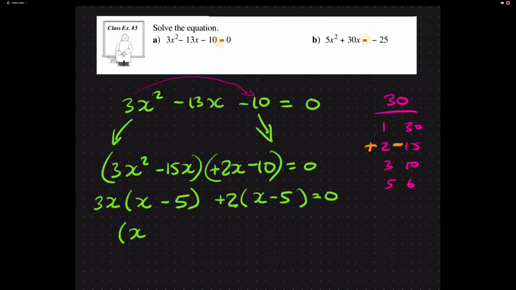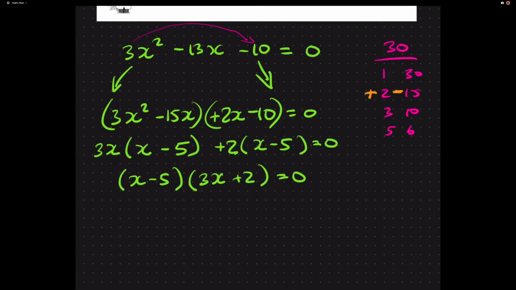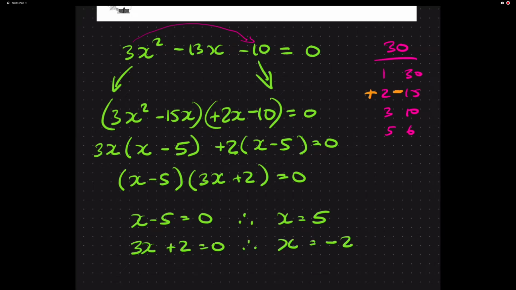So I've got an x minus 5 and a 3x plus 2, and we make that equal to 0. And like we did in the previous example, if x minus 5 equals 0, I can conclude that x is equal to positive 5. And if 3x plus 2 equals 0, I can conclude that x equals a negative 2 over 3. And again, that can just be calculated very quickly by doing basic algebra.